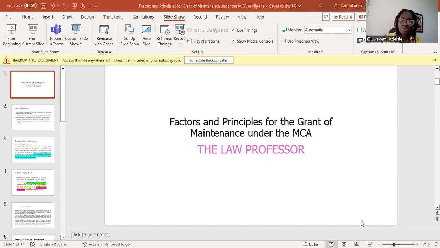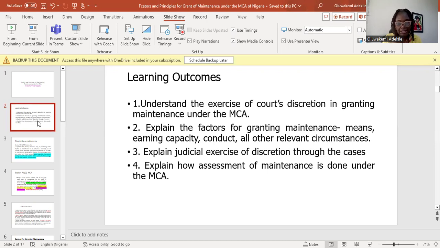So in this respect, let's look at our learning outcomes. What are the learning outcomes in this respect? We have four learning outcomes for today's presentation. We are going to be able to understand how the courts exercise their discretion in granting maintenance under the Matrimonial Causes Act. We should be able, at the end of the presentation, to explain the factors that aid the court in the grant of maintenance. We should be able to explain the judicial exercise of that discretion, that is, the case law perspective, and also explain how assessment of maintenance is done.